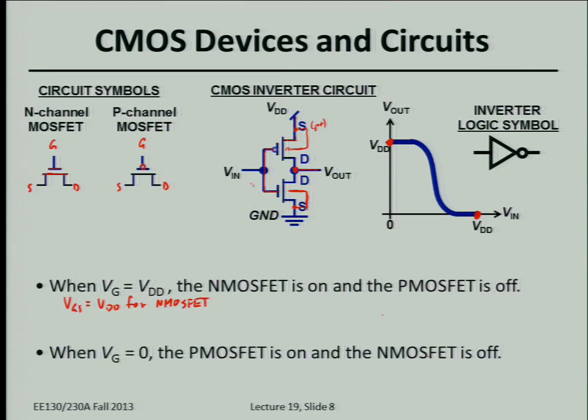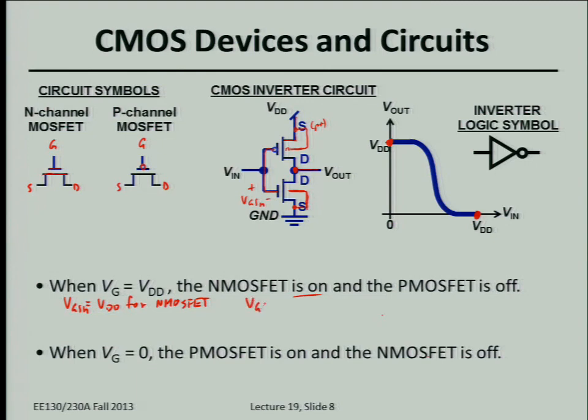So VGS for the NMOSFET is equal to VDD. So that's greater than the threshold voltage. Typically the threshold voltage is maybe 1/3 of the supply voltage, just to let you know, very roughly. So if VGS is equal to VDD, that means it's definitely above the threshold voltage. So that's why the NMOSFET is on.